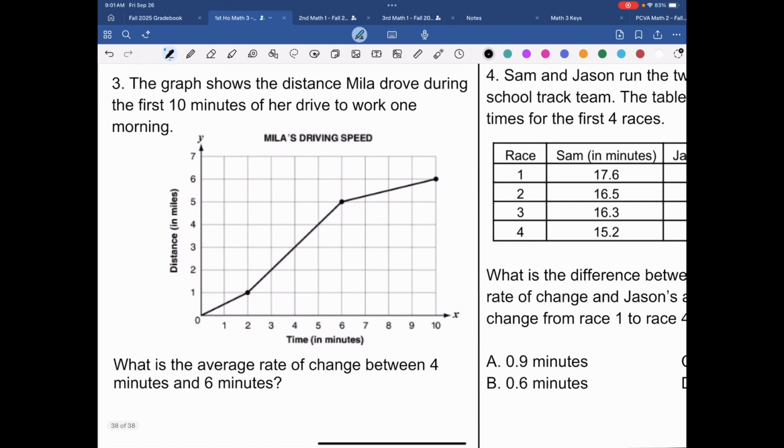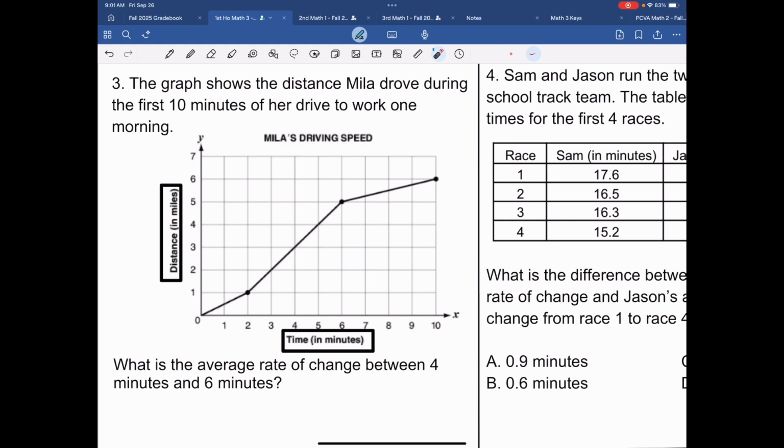All right, so the next one shows the graph of the distance Mila drove during her first 10 minutes of her drive to work. So just to analyze this, we can see that my time is in minutes. Okay, so this is how long she was driving. The distance is the miles. Okay, so if we're looking at a comparison here, we're talking about miles per minute.